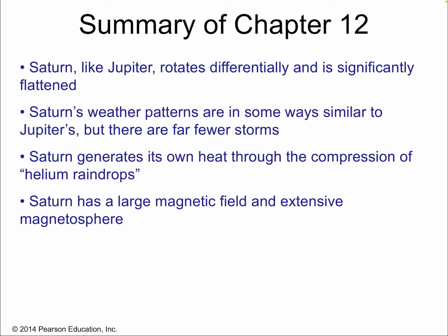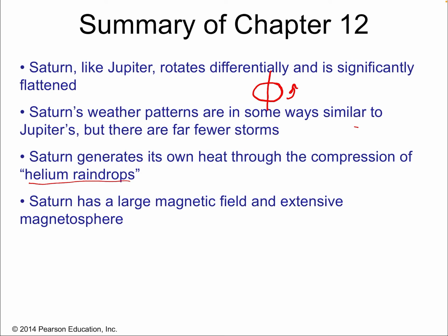So Saturn, like Jupiter, rotates differentially and is significantly flattened because it's spinning so quickly. And that low density stretches out in the middle because of that rotation. Saturn's weather patterns are in some ways similar to Jupiter's, the bands, but there are far fewer storms, much cooler, less energy. Saturn generates its own heat through the compression of helium raindrops. That's why more energy comes out than goes in.